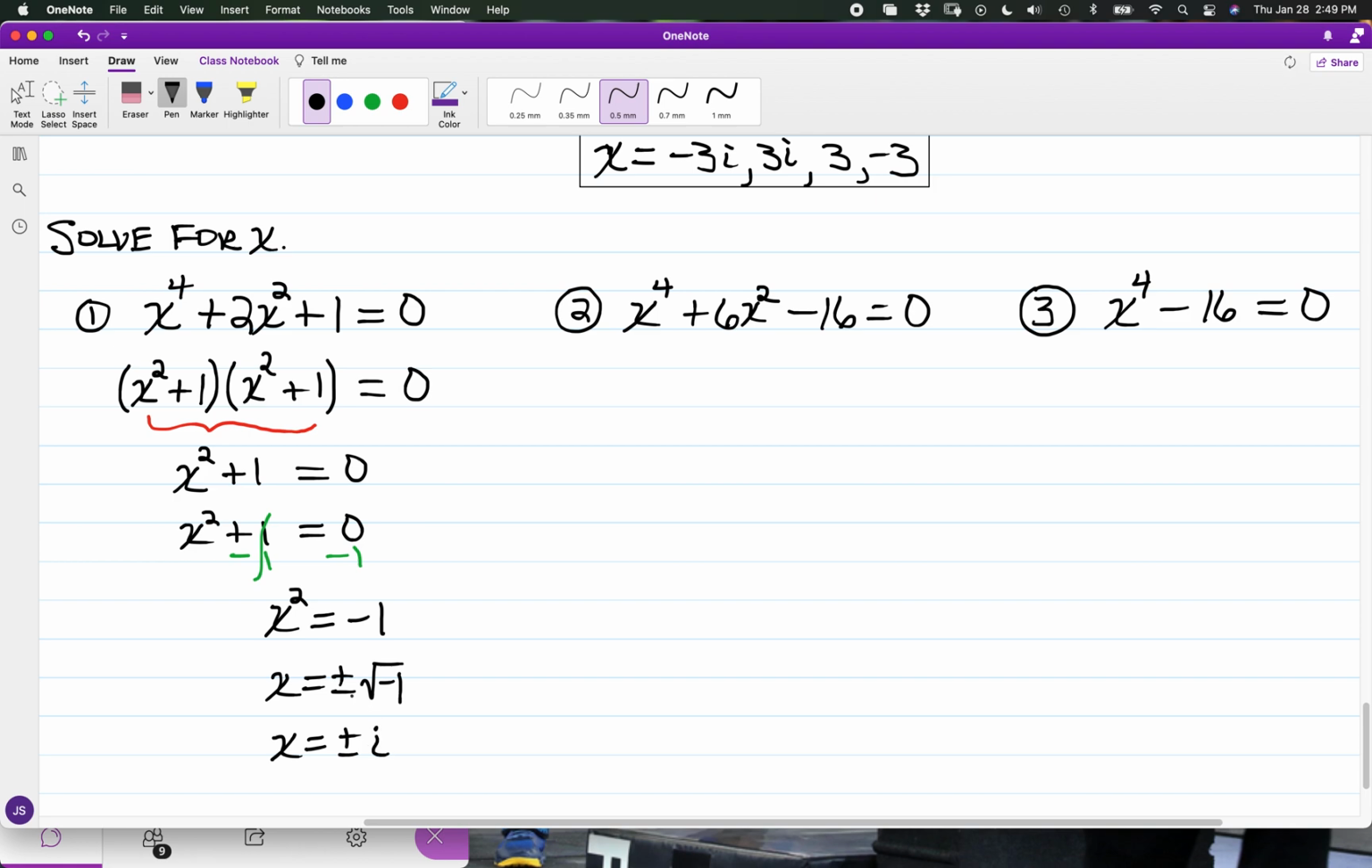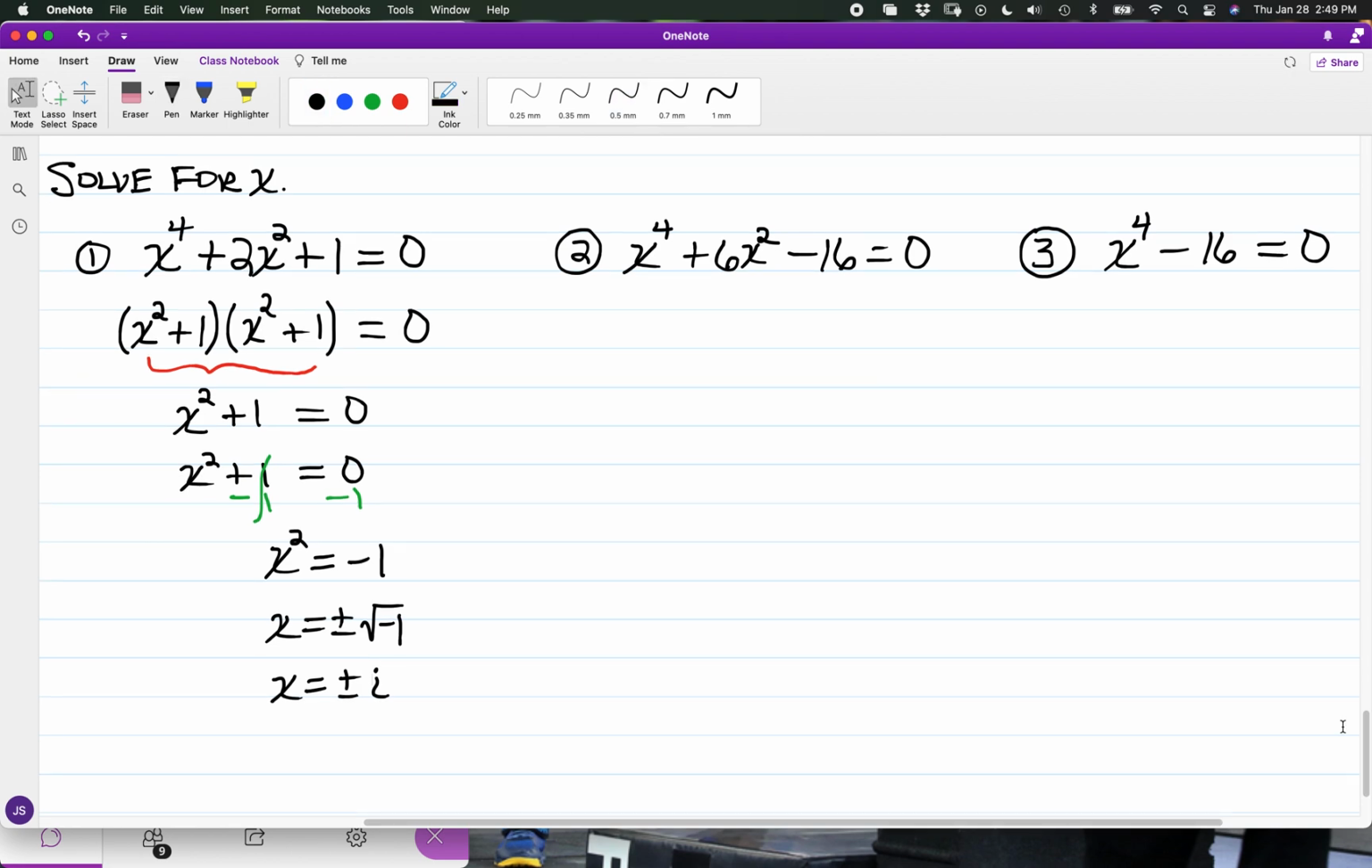Okay, and so instead of having 4 solutions, I have only 2 solutions, and both of these are in the complex domain, with positive and negative i.